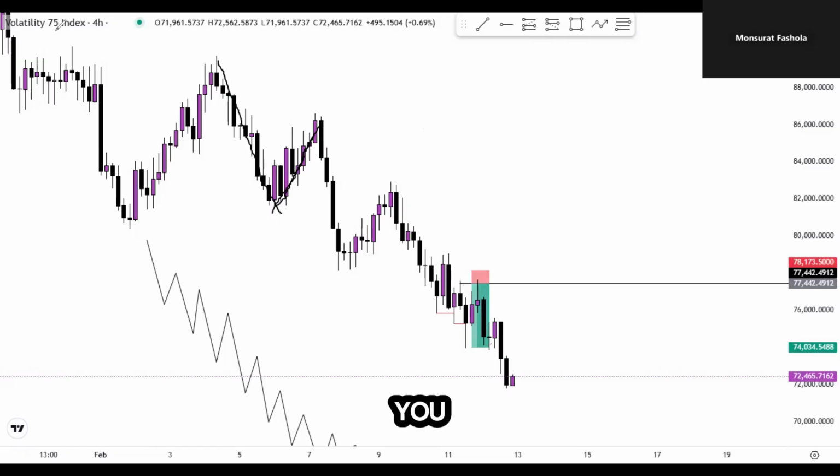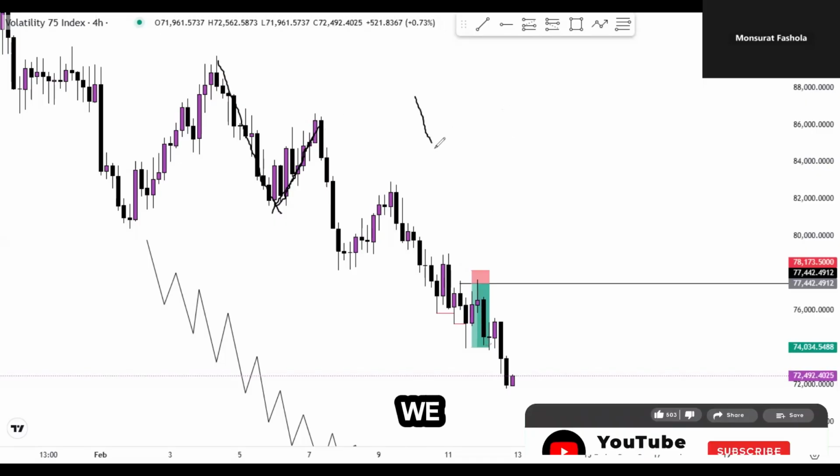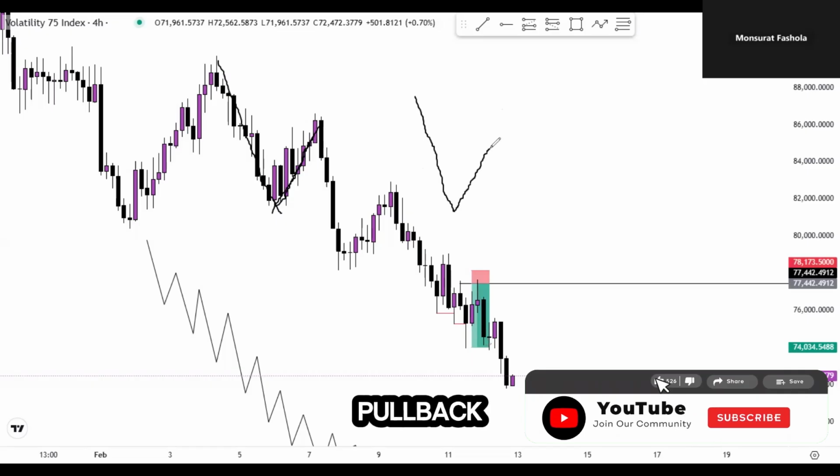What are you waiting for? You are waiting for a momentum candle that will give you confirmation that price wants to start selling, that the pullback has ended. On the 4-hour time frame, we have impulsive, we have pullback. It is so simple like this.